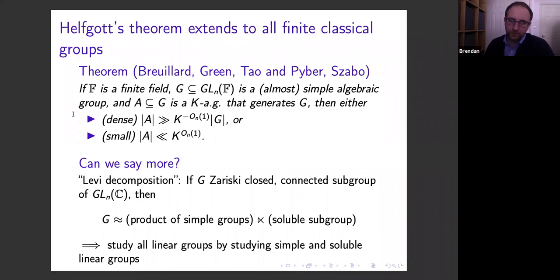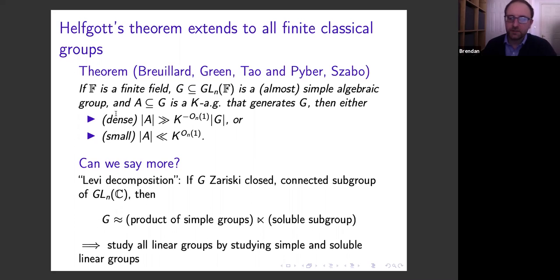So with this result in hand, there's an enticing strategy to generalize and classify any approximate subgroup of GLn. The idea is from the theory of linear algebraic groups: if you have a closed connected subgroup of GLn, then you can decompose that subgroup as essentially a product of a semi-simple piece and a soluble radical.